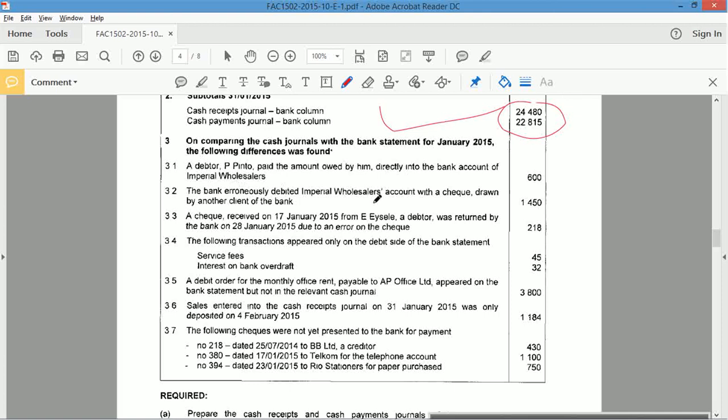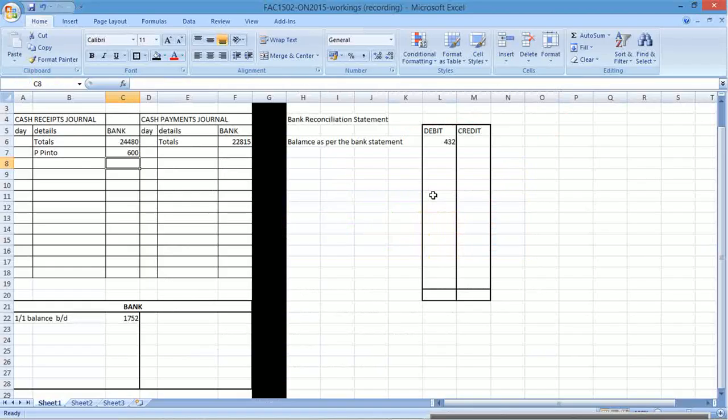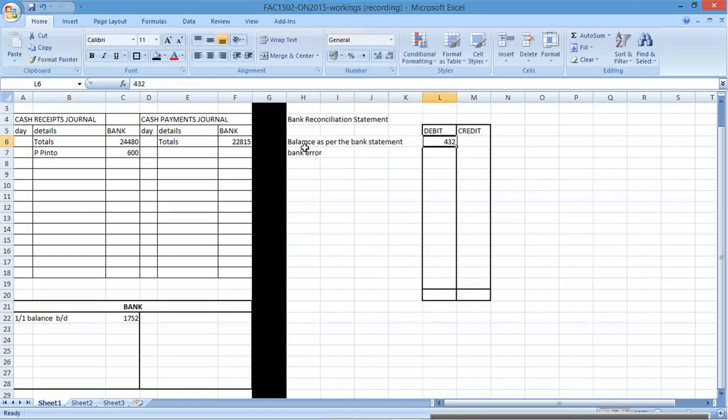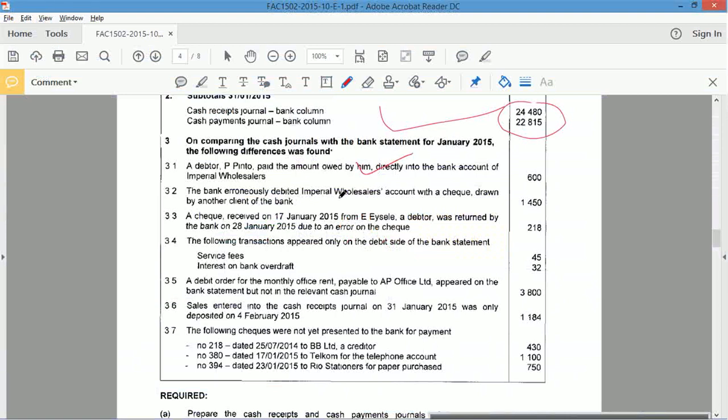The bank erroneously debited Imperial's account with a check drawn by another client of the bank. Bank error. They erroneously debited our account, so our account will go up when they say sorry and fix it. So 1450. Yes, 1450, bank error, incorrect debits. Tick that, tick that.